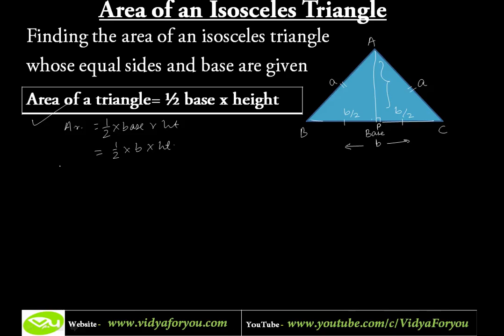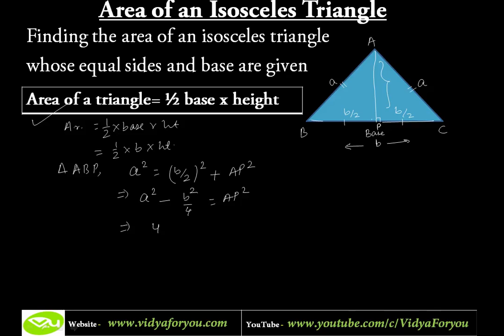If we talk about triangle ABP, it's a right angle triangle, so definitely we can use the Pythagoras theorem, which says hypotenuse square is equal to sum of the other sides square. So b by 2 whole square plus AP square. From here, can we write a square minus b square by 4 is equal to AP square.